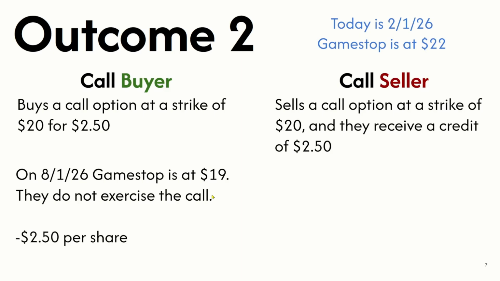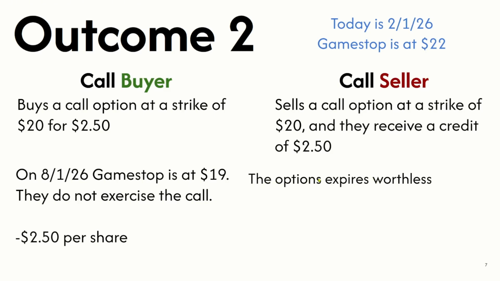So remember, when you're buying an option, your maximum loss is what you pay up front, and they pay $2.50 per share up front. And it turns out this loss is less than the loss if they would have exercised. And I'm going to explain that on the next slide. But let's look at the math for the seller in this situation. Remember, they sold the call at a strike of $20, and they received a credit of $2.50 up front.